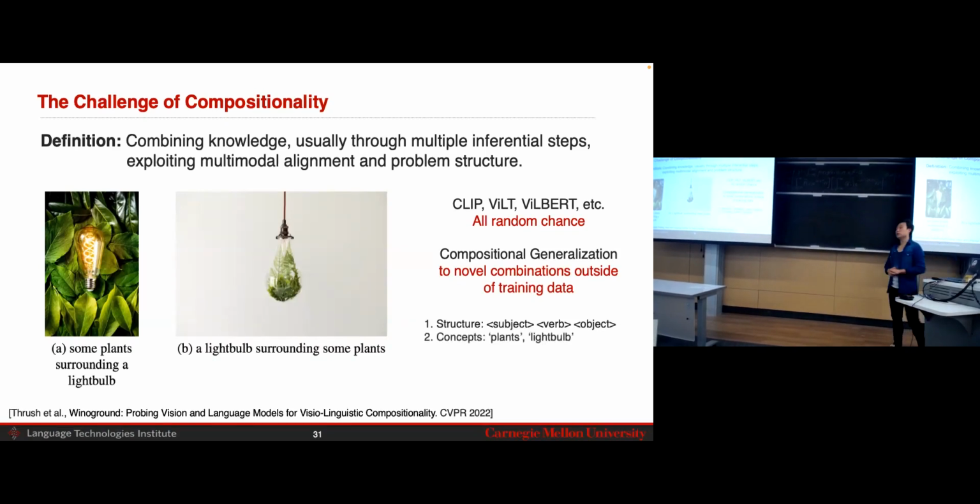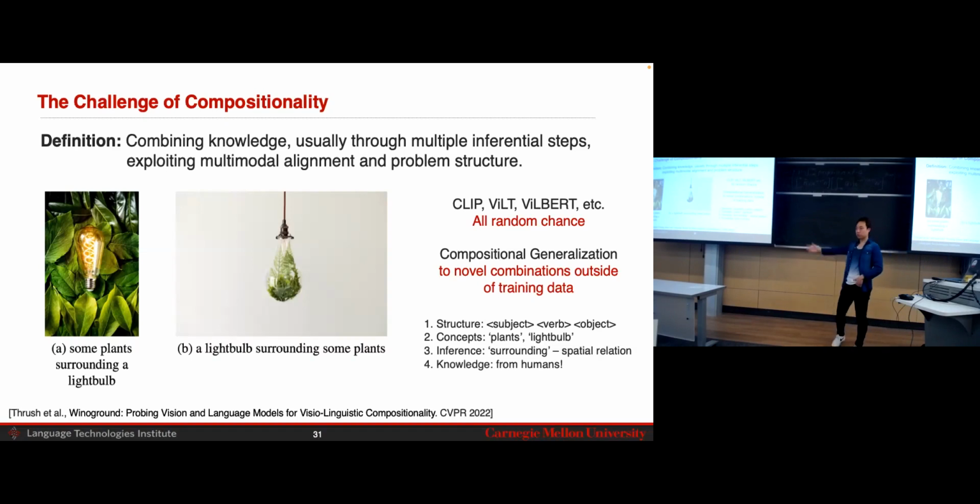The concepts define the intermediate concepts between image and text, such as what a plant is, what a light bulb is. The inference is the relation of how you should combine these individual concepts. In this case, surrounding is a spatial relation. And finally, all this is not possible without domain knowledge from humans.